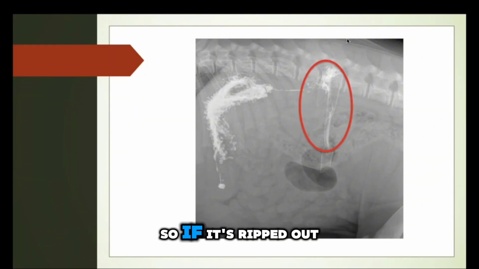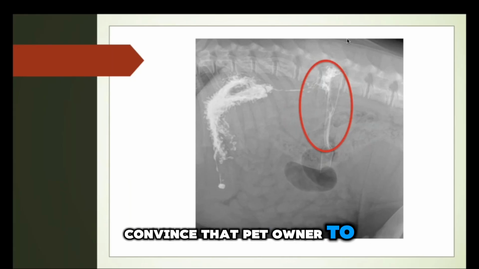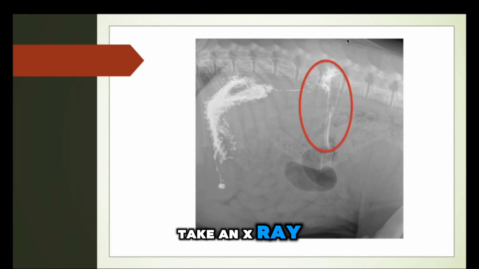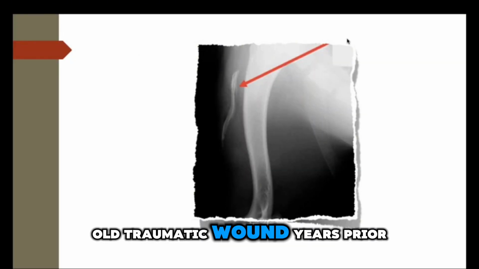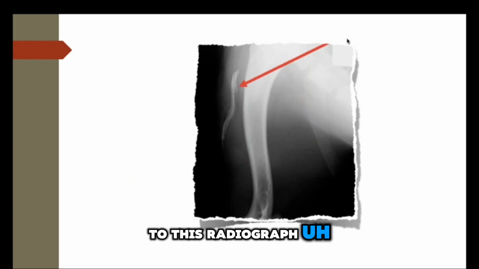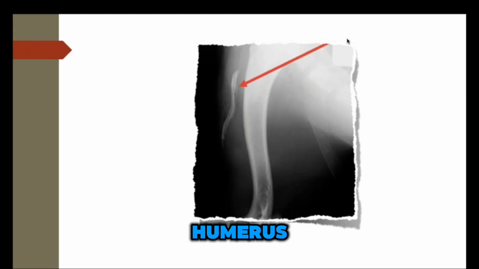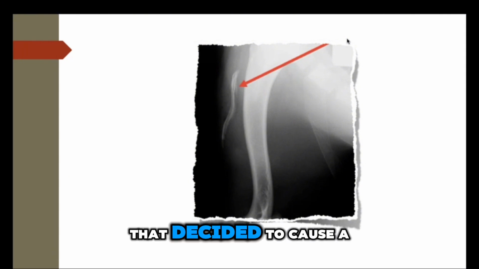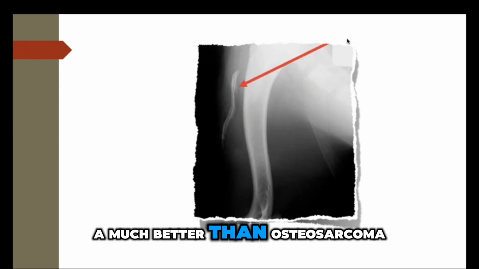So if it's ripped out or removed prematurely, just make sure you can convince that pet owner to bring the dog in so that you can just take an x-ray, because these things do lead to some major issues down the road. Just another case, old traumatic wound years prior to this radiograph. The dog came in for acute limping. Actually, we're suspicious of osteosarcoma because of the amount of swelling and pain in the proximal humerus. And it had a Penrose drain just sitting in there for a long time that decided to cause a pretty severe tissue reaction and pain years later. So that was much better than osteosarcoma.